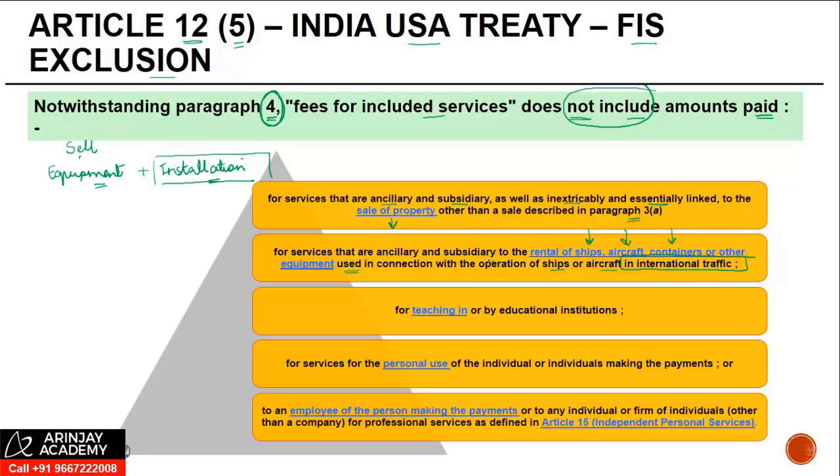Now, there's a separate code, in terms of the taxation of the person who's providing ships or operating ships in international traffic, or the employee thereof, right? Similarly, even the services which are rendered in connection with the rental of ships or aircrafts or containers, etc., are to be excluded from fee for included services, provided they are ancillary and subsidiary to the rental of such equipments as are referred to in a particular treaty.